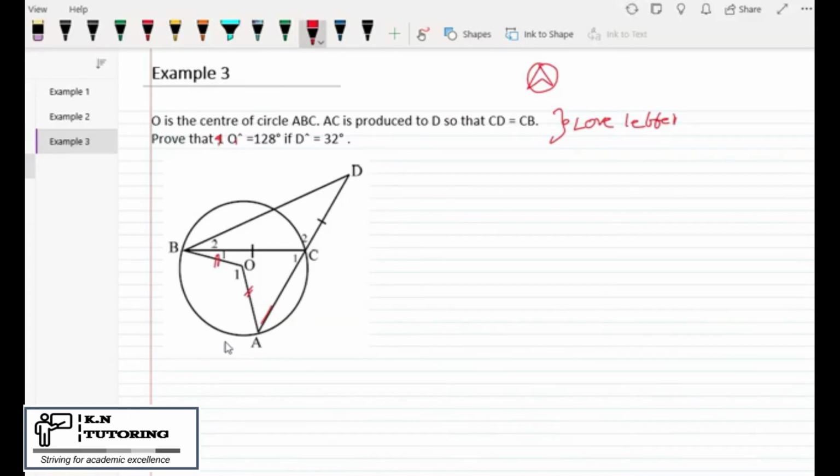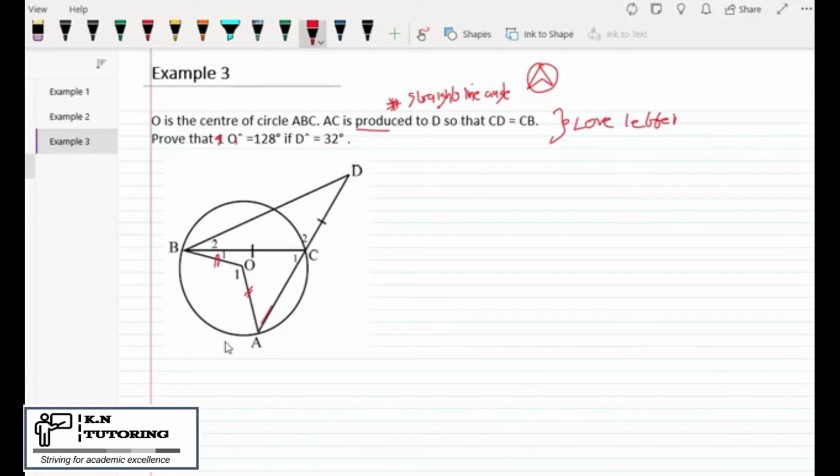AC is produced, so nothing much about produced. The only thing that you need to keep in mind about produced is straight line angles. So every time you see this, just know straight line angles. Angles on a straight line add up to 180 degrees. That's pretty much about it.